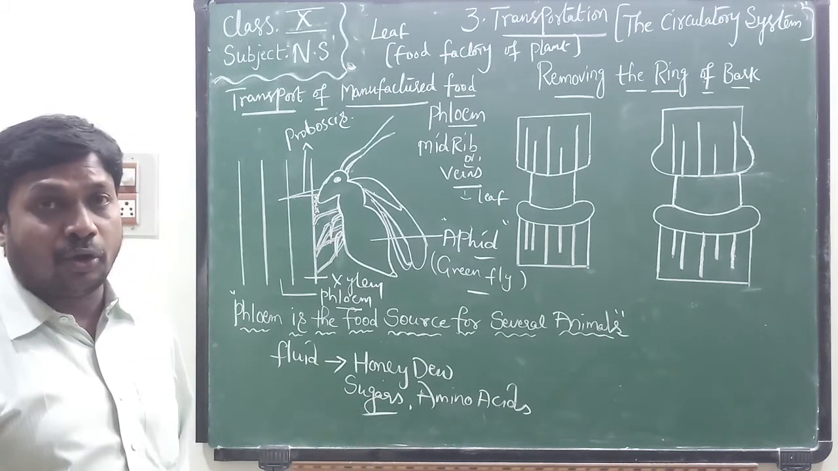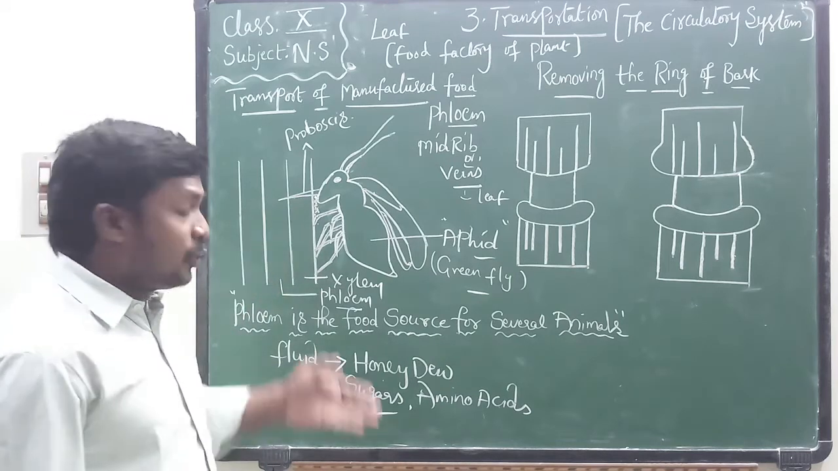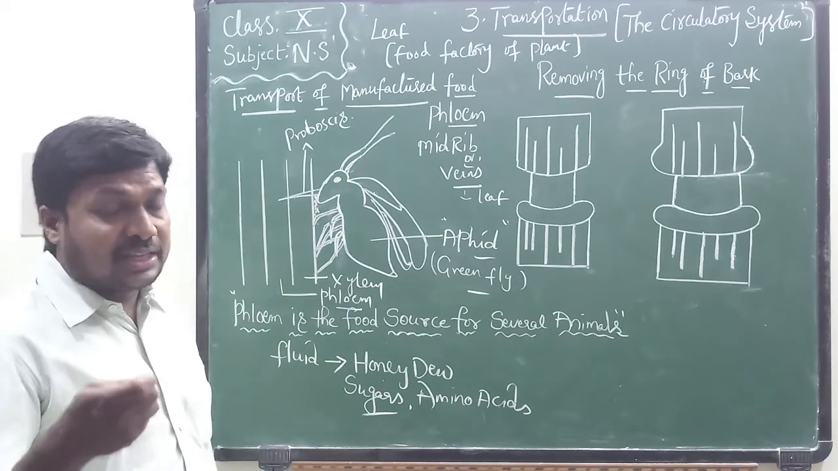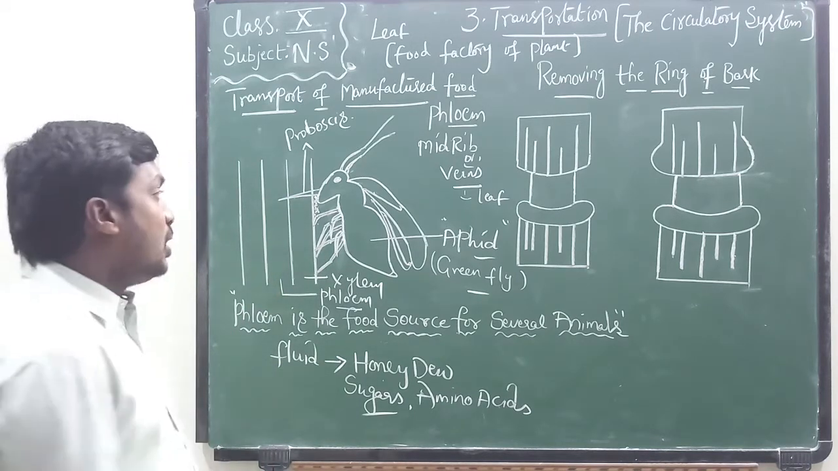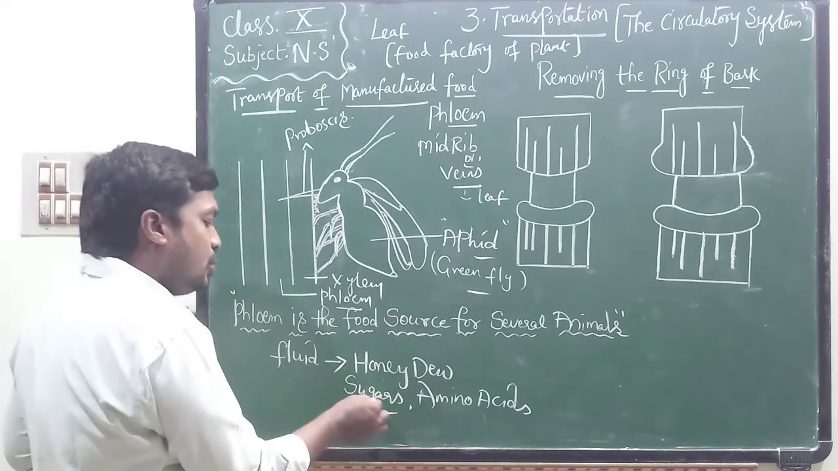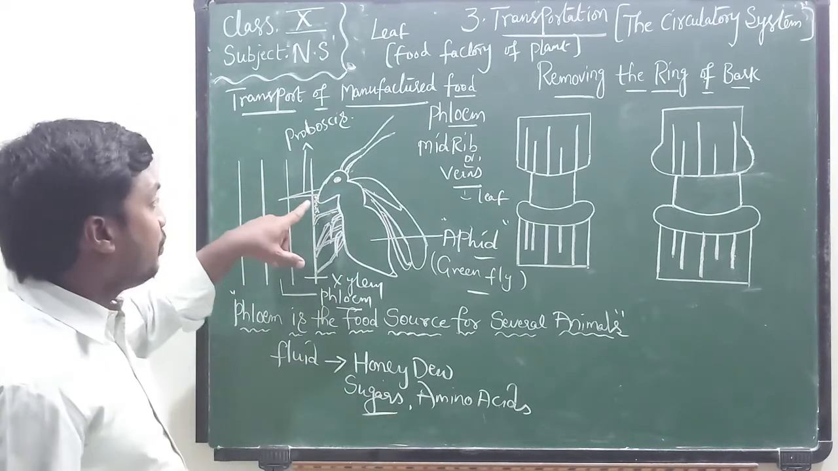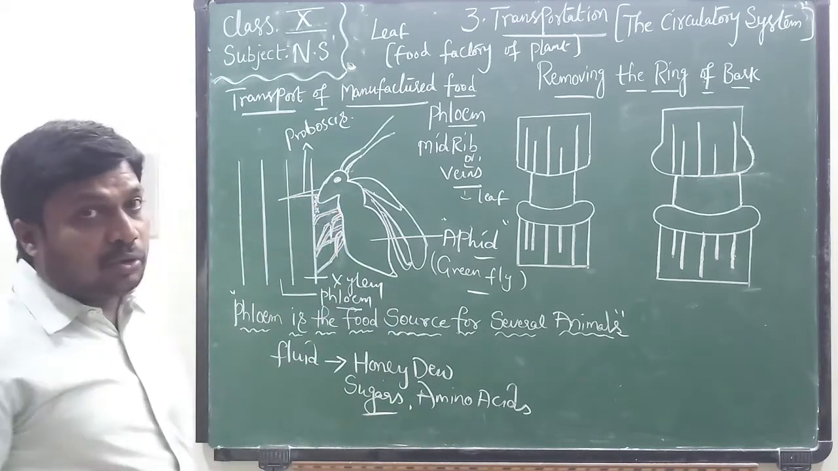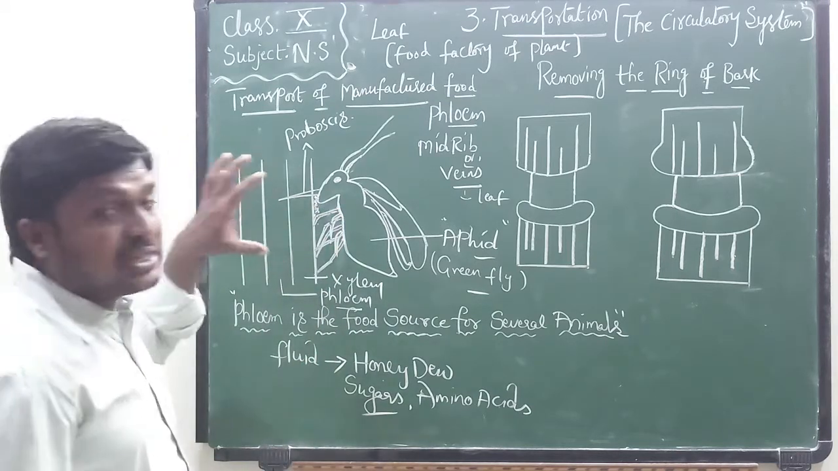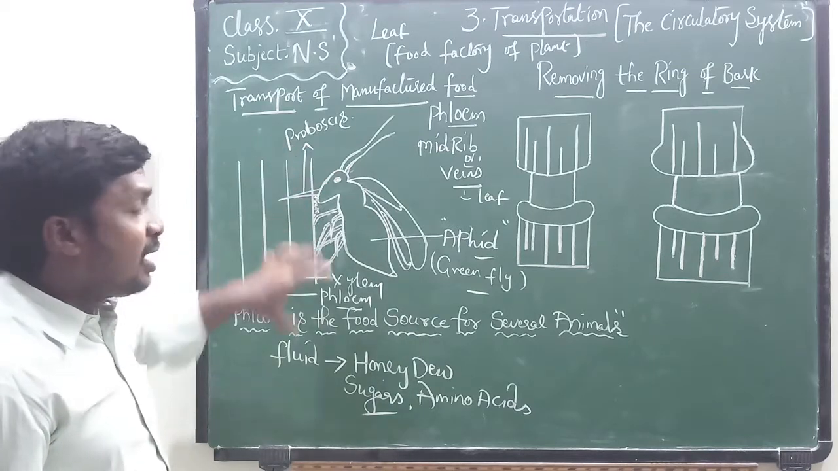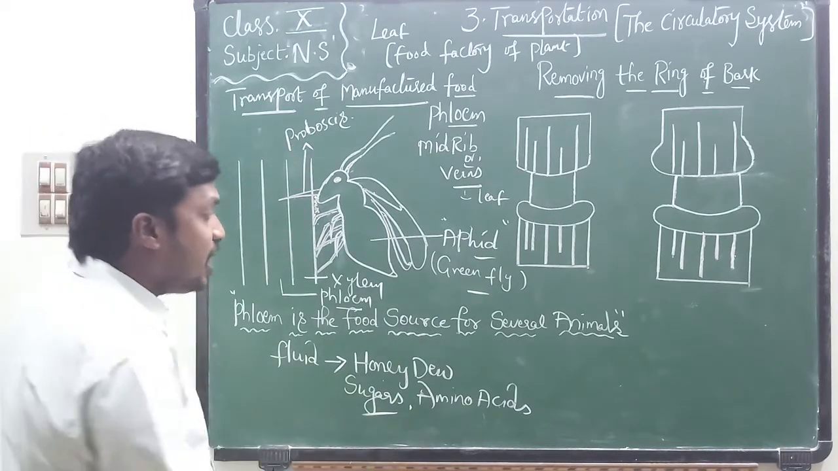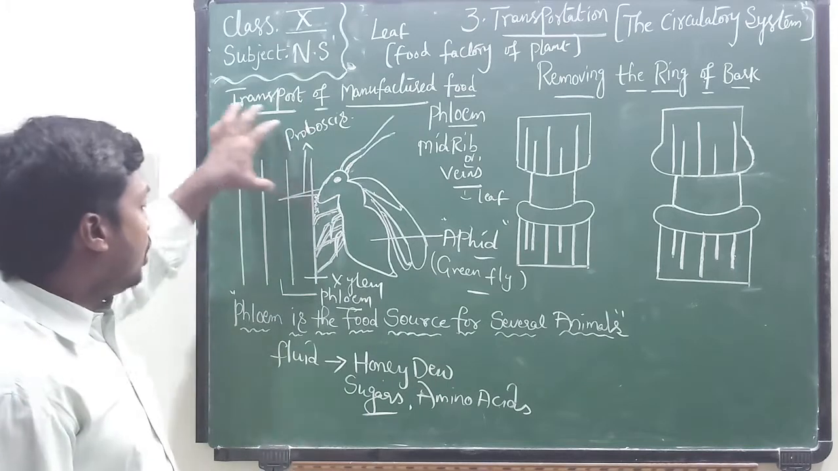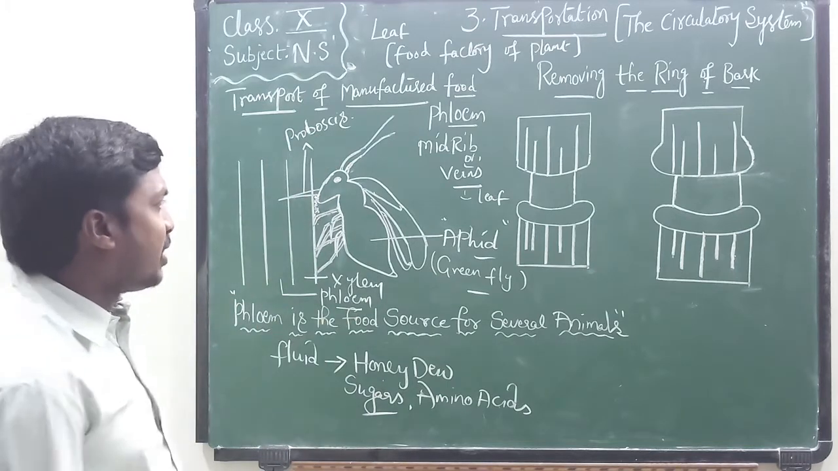Sugars will be sticky, no? If you observe sugar juice, it is sticky, no? So the honeydew which comes from the proboscis onto the stem is sticky to touch. So the plants affected by aphids are sticky to touch due to the presence of sugar. This is about phloem being the food source for several animals, for example, aphid.